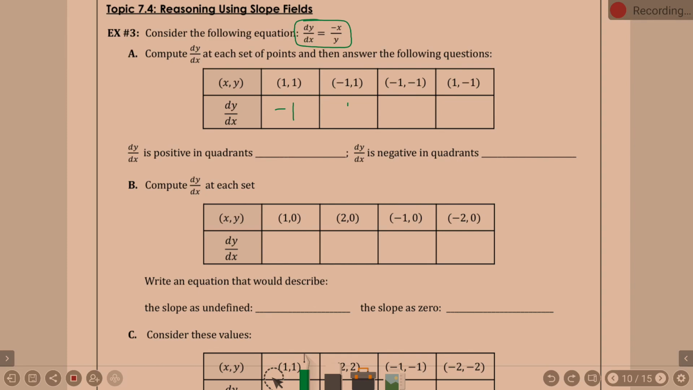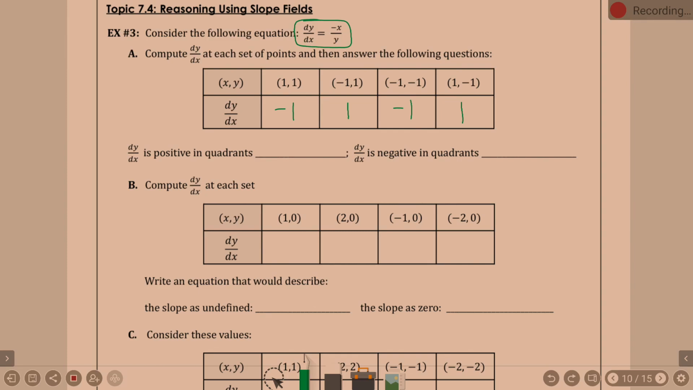Positive 1, because it's going to be the negative of negative 1, so positive 1 over 1. What about at negative 1, negative 1? Negative 1. And what about at 1, negative 1? Positive 1, yes? Now, if you look at the blanks we have to fill in, dy/dx is positive in quadrants blank and negative in quadrants blank. Okay, well, let's go through.